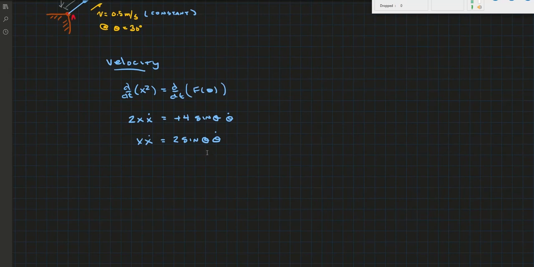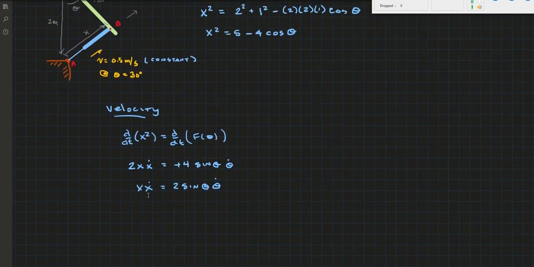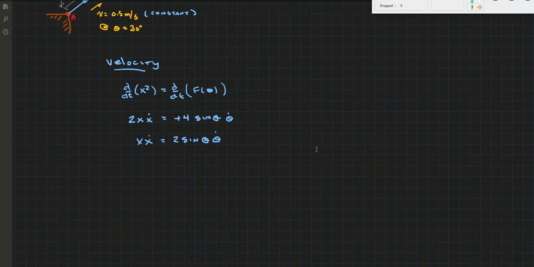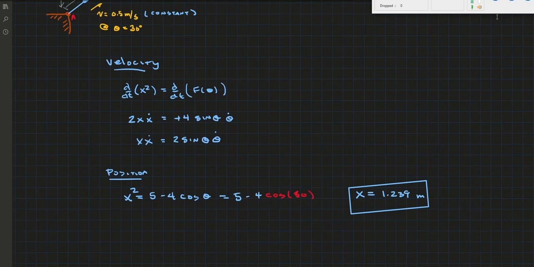So we have theta, which is 30 degrees, and we have our velocity, x dot. We want our angular velocity here. We're missing x, so we have to figure out a way to get x. Well, we can get x just from the geometry. So x squared essentially equals 5 minus 4 cosine theta, equals 5 minus 4 times 1/2, because cosine of 30 is 1/2. Nope, I'm wrong. That's the sine of 30. So 5 minus 4 times cosine of 30. So we end up with x equals 1.239 meters.